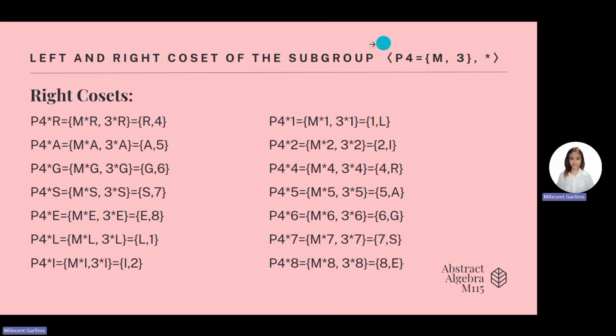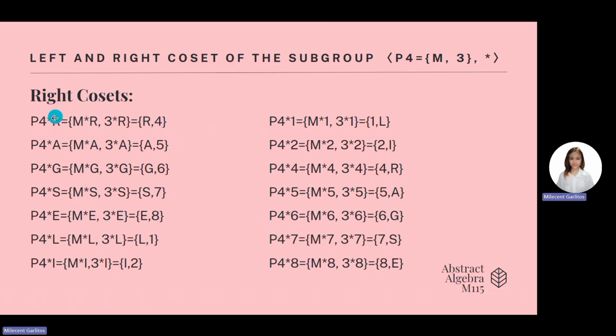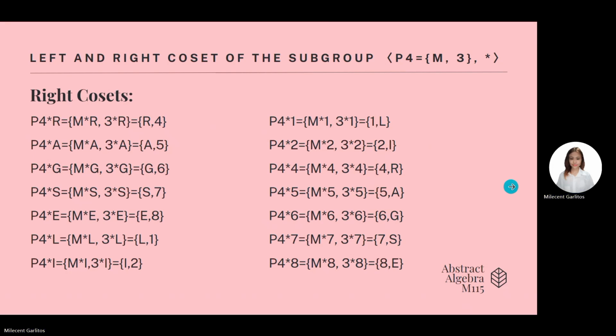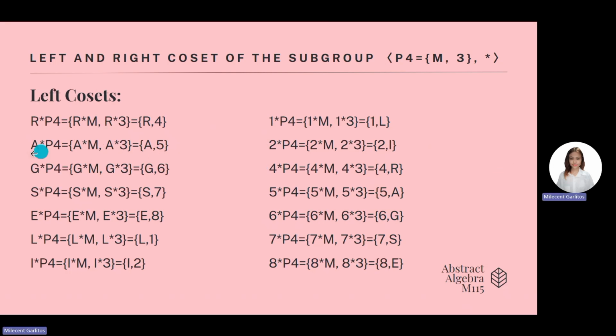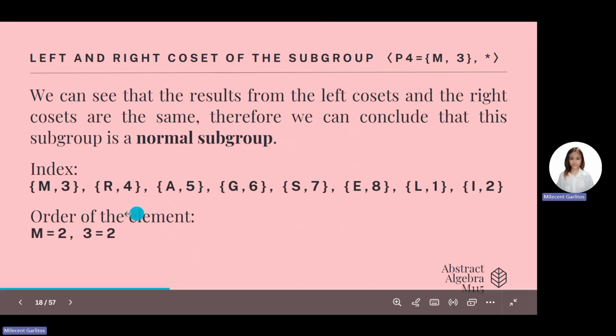performing the subgroup to the right part of our cosets or the remaining elements. So then it would be P sub 4 operating to all the remaining elements under pink aurora. Again, we can observe that all the outcomes from the left cosets and the right cosets are the same. So therefore, we can say that this subgroup is a normal subgroup. The index would be M3, R4, A5, G6, S7, E8, L1, and I2. And the order of the element would be M is equal to 2 and 3 is equal to 2.